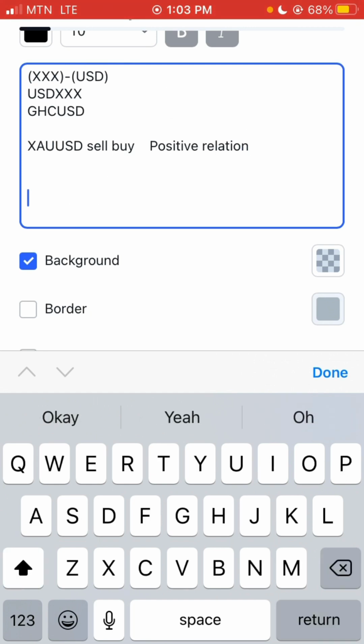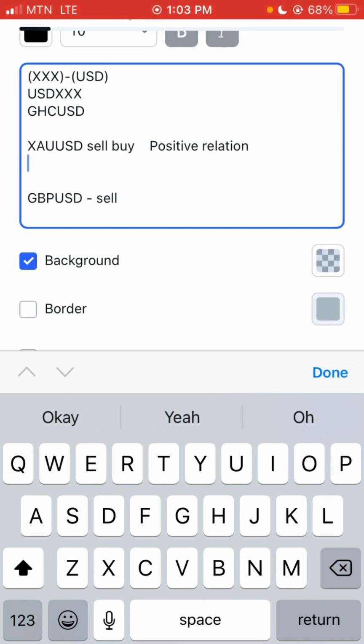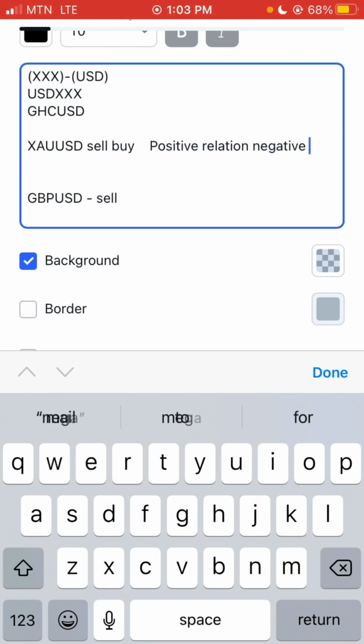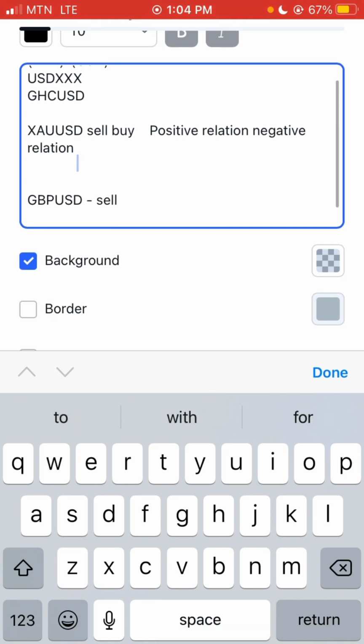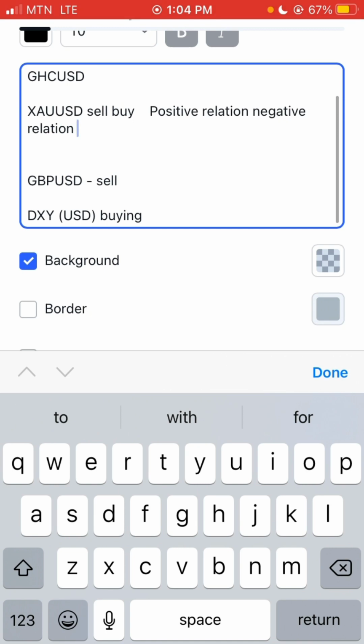So we have positive relation and negative relation. With the positive relation, if one is buying, the other will also buy. But with the negative, if one is buying, the other will automatically sell. So with DXY and GBPUSD, or GU, if DXY is buying, GU would sell.